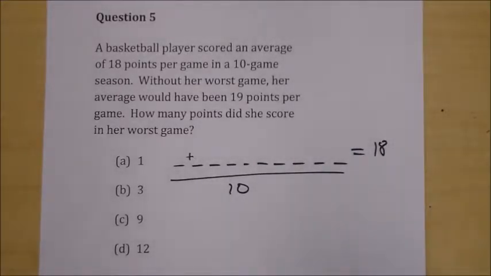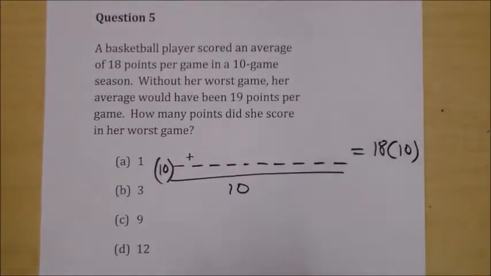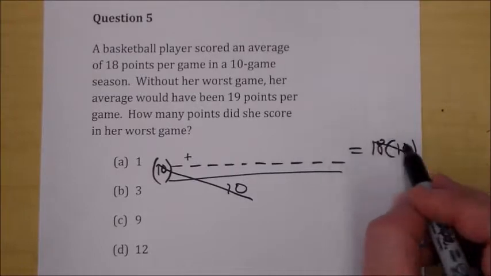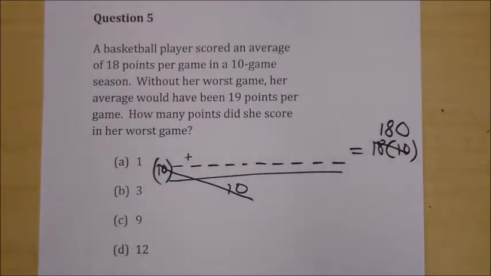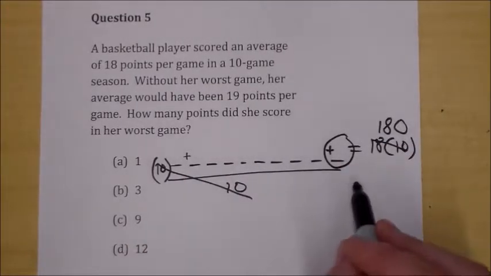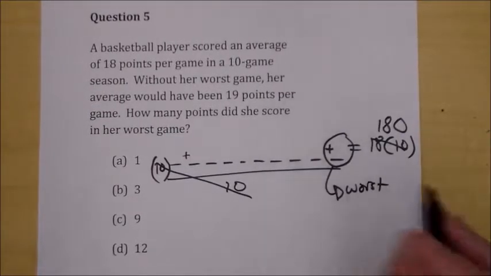So what do they all add up to? Well, let's just multiply each side of the equation by 10. That cancels out, and this becomes 180. All of these 10 games add up to 180. And we're losing one of the games. So let's pick one game. Oh, sorry, guy, we're going to call you the worst game, and we're going to get rid of you.